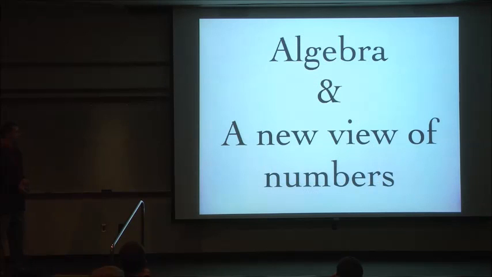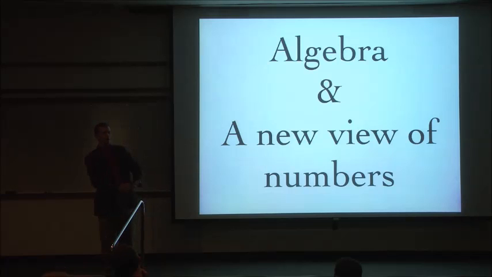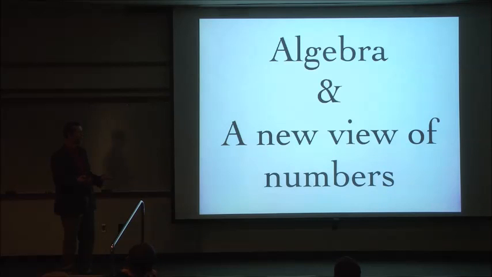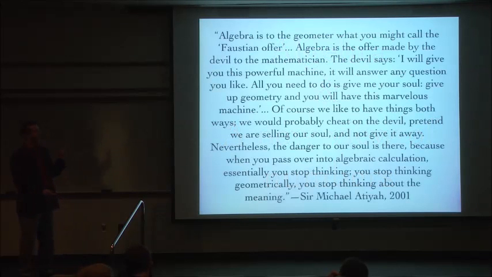And so I call this algebra and a new view of numbers. And so I found this really interesting quote in the Notices of the AMS by Sir Michael Atiyah, who's a famous mathematician. And he's talking about this transition from geometry to algebra. So there was this period with like Viète and Descartes and Fermat, where they were starting to move away from geometry and were starting to invent this field of algebra and use it. And you lose a lot, but you gain a lot. And so this is what Sir Michael Atiyah wrote. This was from 2001. I'll read it to you. There's a lot here, but it's a cool quote.